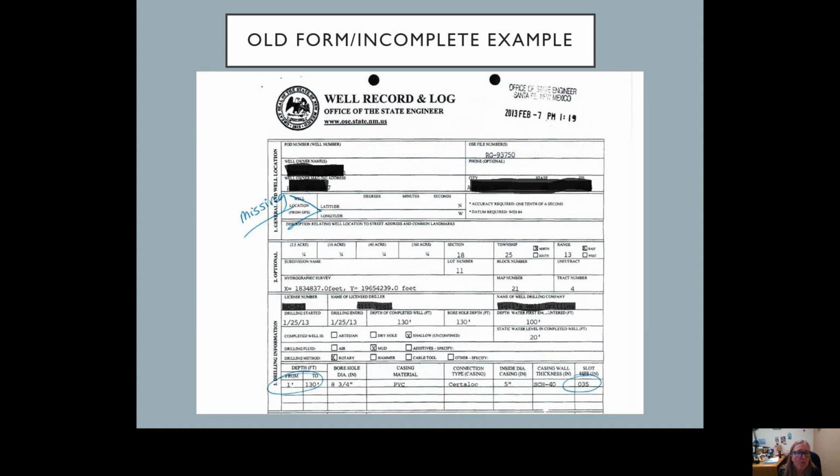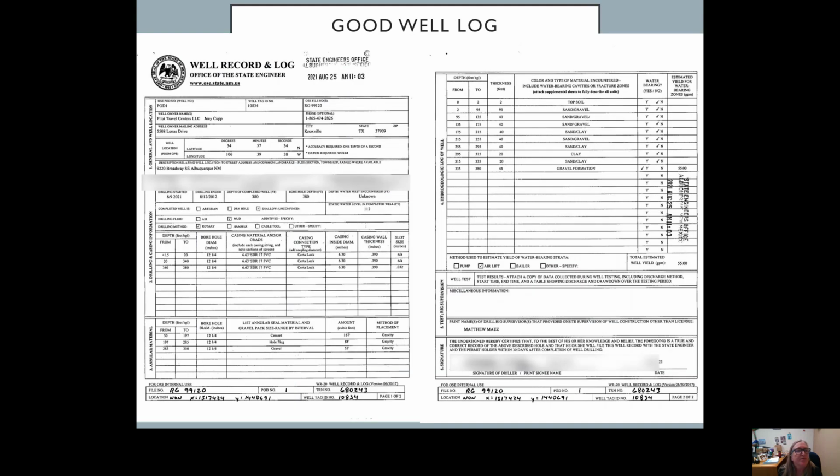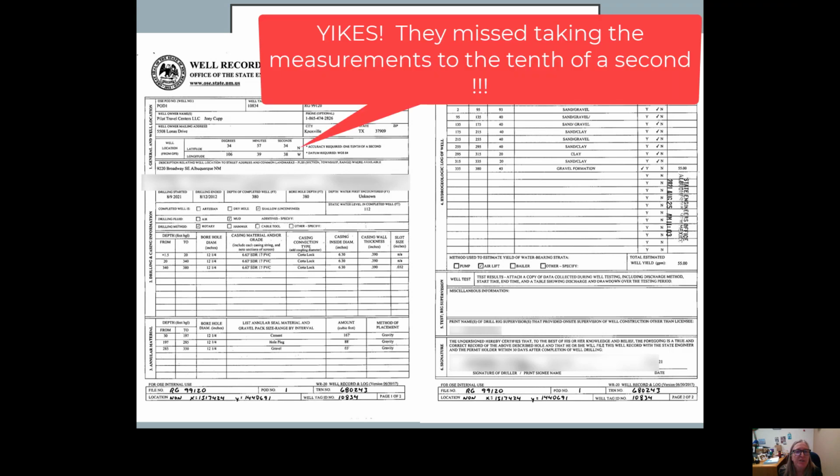This is an old well log. If we get anything on the old form, we consider that to be invalid right away, especially if it's missing vital information such as latitude and longitude, or it does not clearly indicate where the well was screened. This is an example of a really great well log. Everything is completed, gives lots of information, and latitude and longitude provided in degrees, minutes, and seconds.